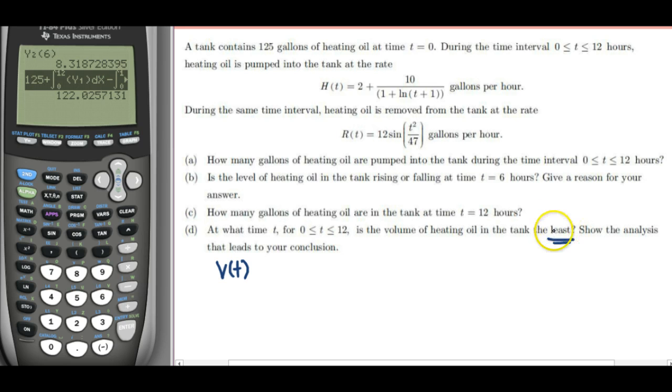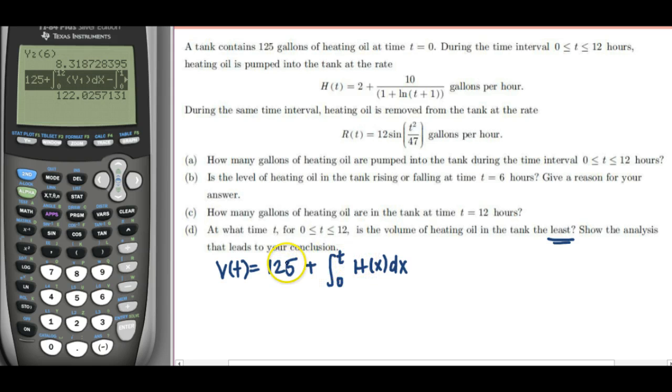I'm going to try to find the absolute minimum value, the least quantity, between 0 and 12 hours. So the volume at any particular time, and hopefully this will seem familiar after you've done it enough times, the only thing that changes in these problems is what's coming in and what's going out. So the total volume is 125 gallons, what you had to begin with, plus the integral from 0 to some generic time t of h, and I can't call it t again, so let's say h of x dx.